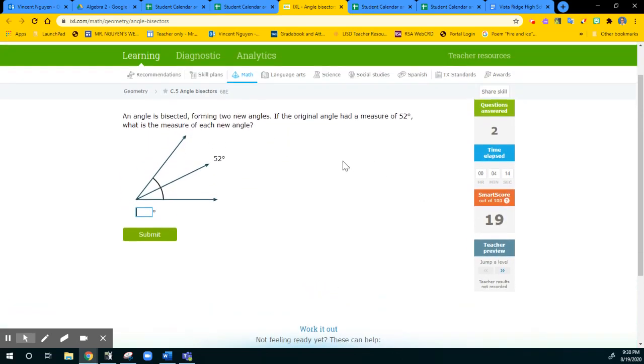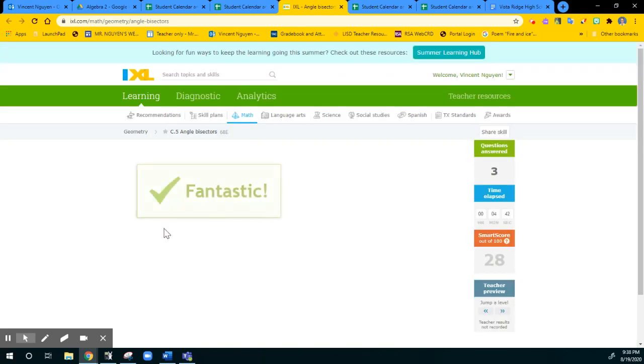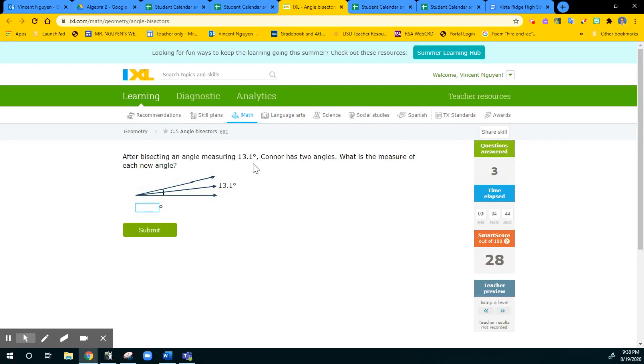Okay, this one is different. This one gives us the total, which is 52. Well, if you take 52, because the big angle is being split into two equal halves, we can just take 52 and we divide it by 2, right? 52 divided by 2, I believe that should give us 26. Each angle should be 26 degrees, because 26 and 26, that's 52, yes. Okay, fantastic. Very cool. This is the same.